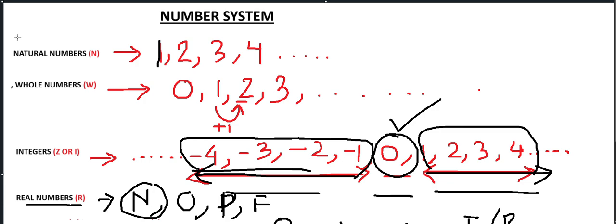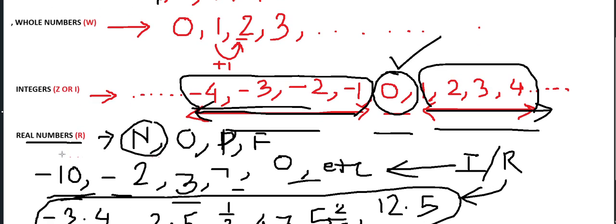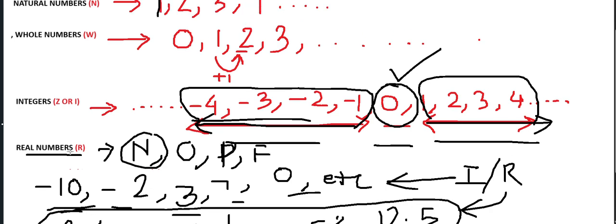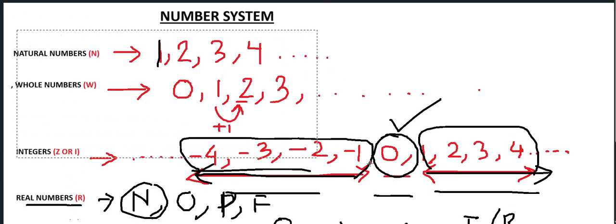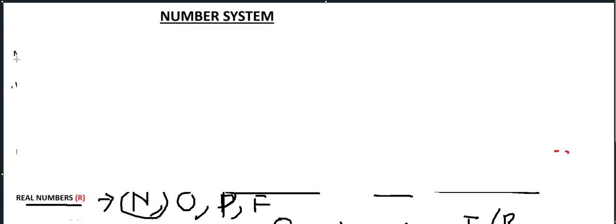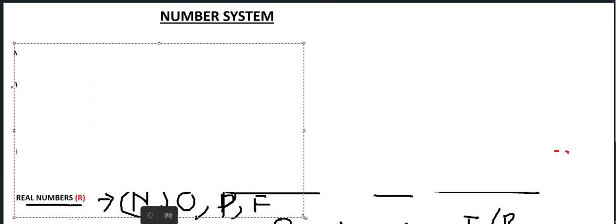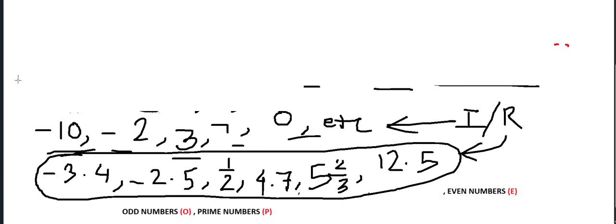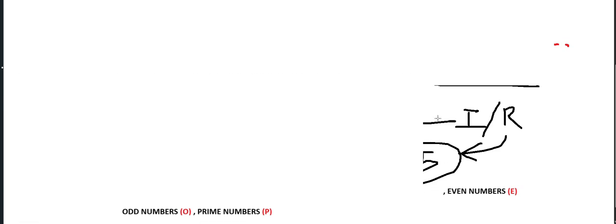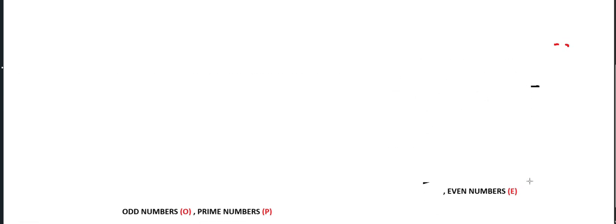So let me erase everything from here. We have learned about natural numbers, whole numbers, integers and real numbers. The next one which I shall be describing, let me erase this real quick. There we go. So the next part is even numbers.